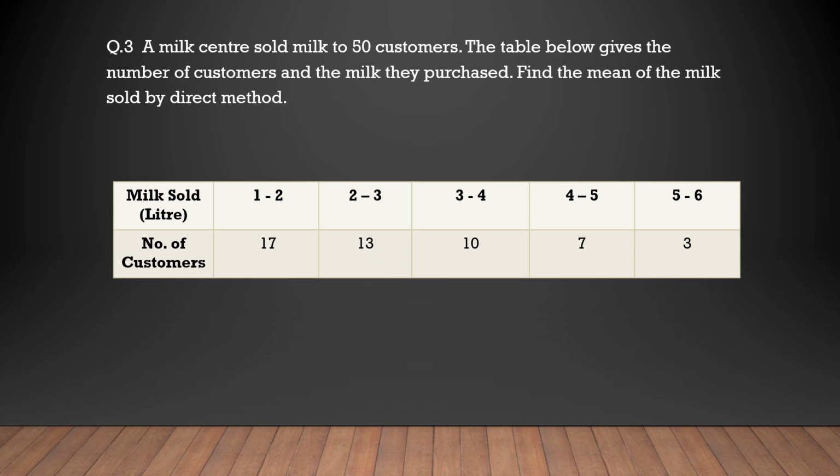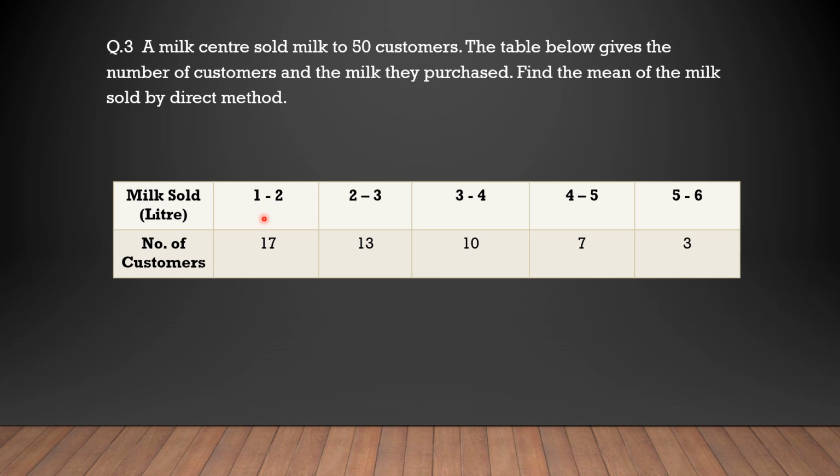Question number 3. A milk center sold milk to 50 customers. The table below gives the number of customers and the milk they purchased. Find the mean of the milk sold by direct method. So in this table, milk sold in liters is given and the number of customers.